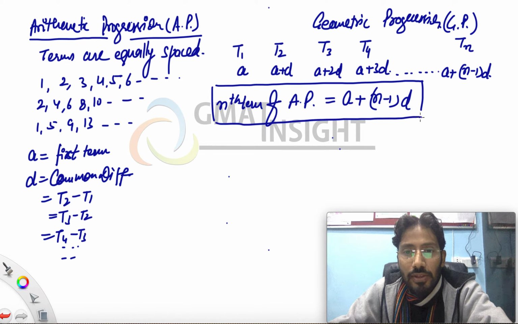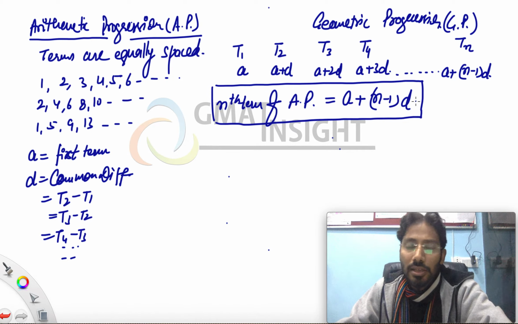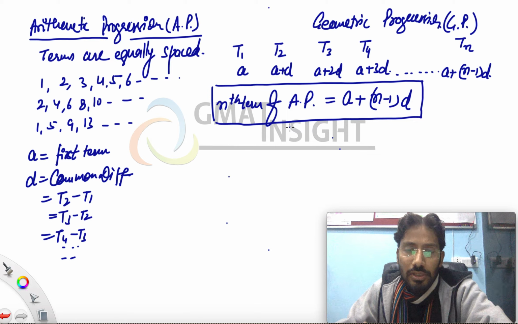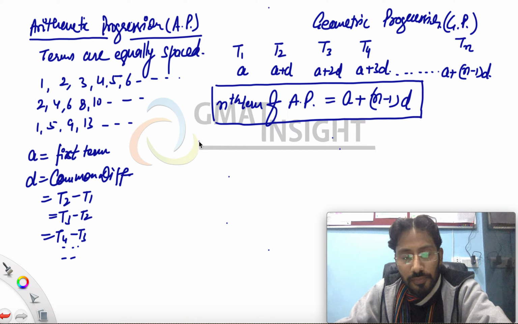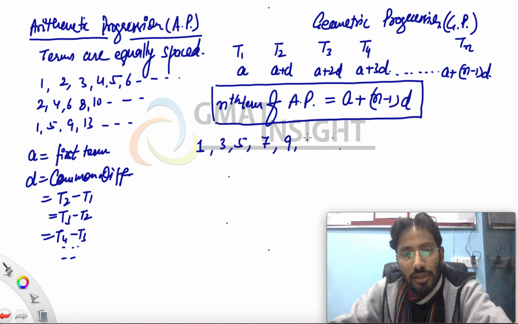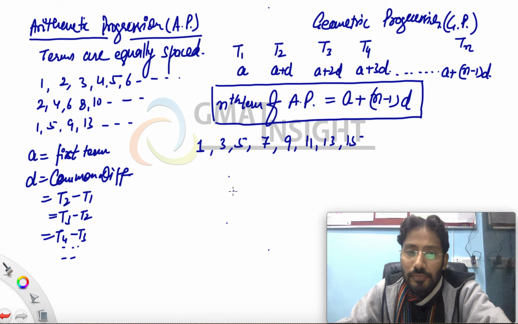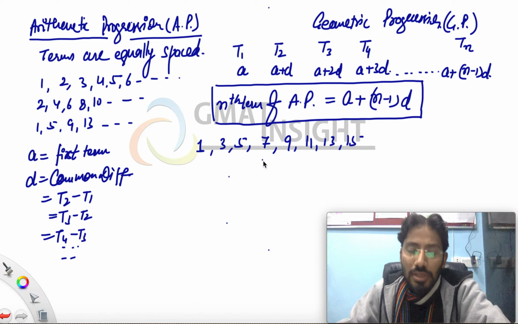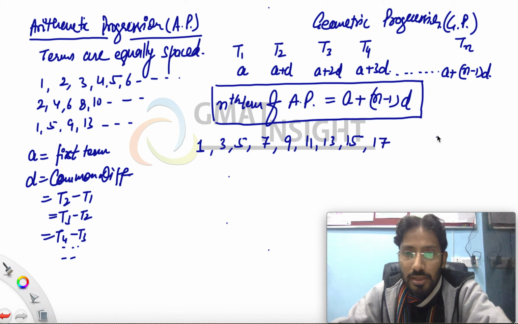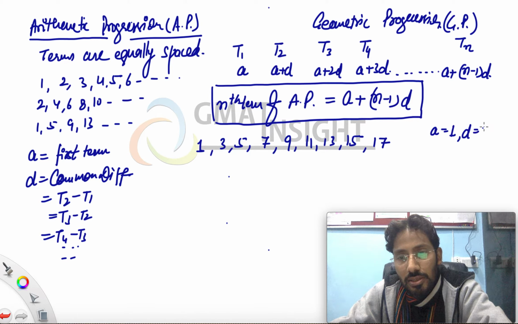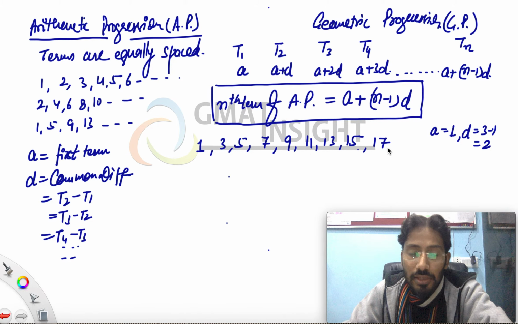Now, the second very important formula is about the sum of the terms in an arithmetic progression. To find the sum, we need to focus on one basic observation. Let's take an example: 1, 3, 5, 7, 9, 11, 13, 15, and after 15 the next is 17, so 9 terms. It's an arithmetic progression with first term 1 and common difference 2, either 3 minus 1 or 5 minus 3. It's a series of consecutive odd integers.